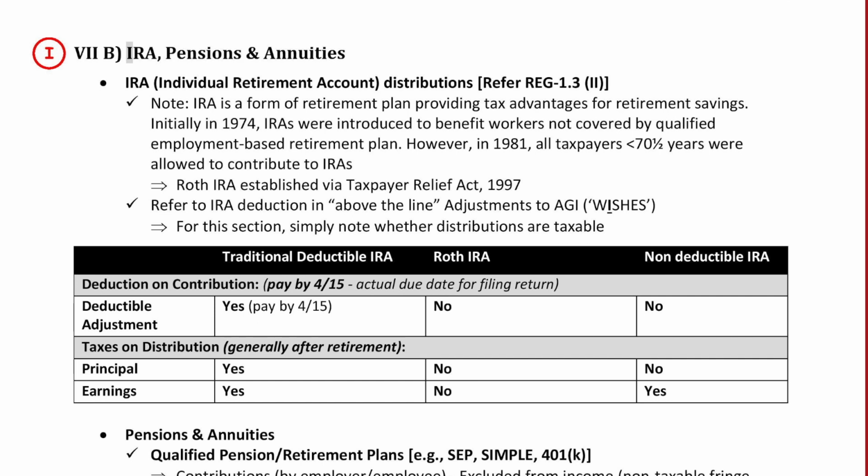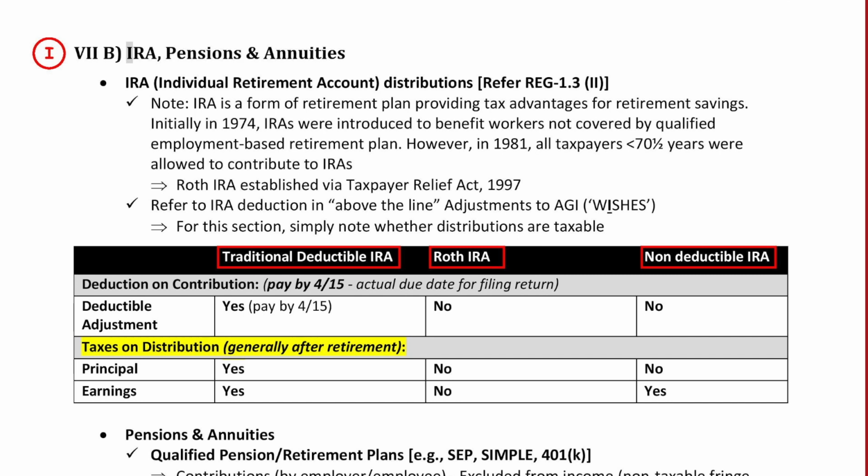Now IRAs could be, put a box around traditional deductible IRA, put a box around Roth IRA, or even put a box around non-deductible IRA. And we're talking about, highlight, taxes on distribution, generally after retirement. So when the individual is receiving distributions back from the individual retirement account.